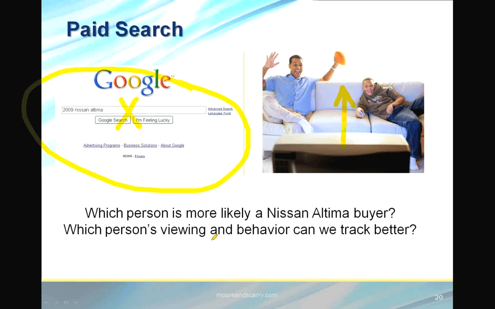And which person's viewing and behavior can we track better? Well, after somebody types in Nissan Altima and ends up on our site, we can see exactly what they did, page by page, what pages they viewed, how long they stayed on our site, whether they emailed us, whether they called us. Someone watching the Colts game, much harder to track them. So when we look at that, it's really important that you understand how accurate and efficient paid search advertising can be.